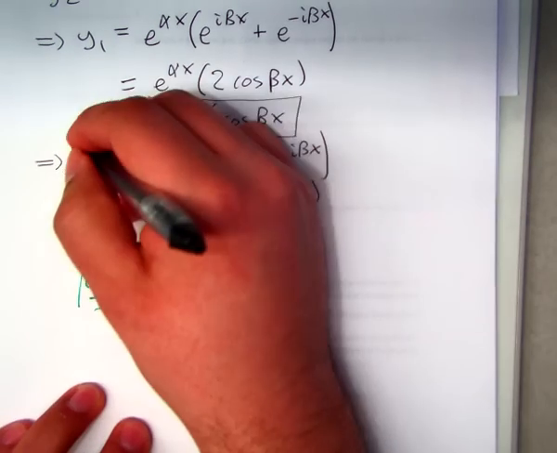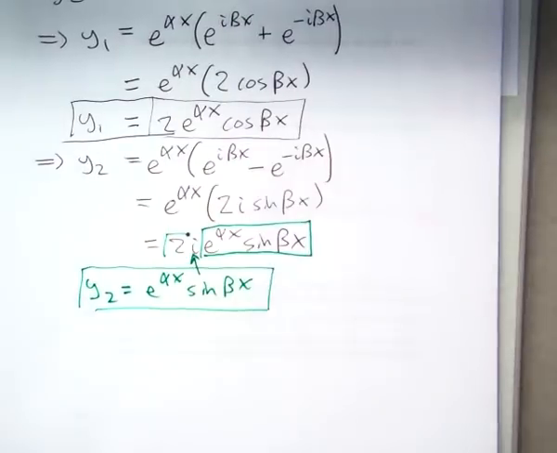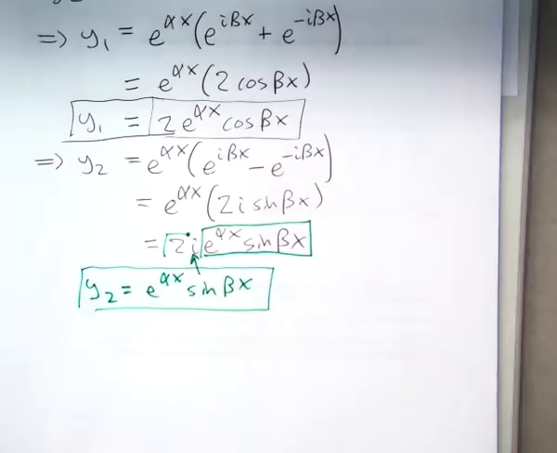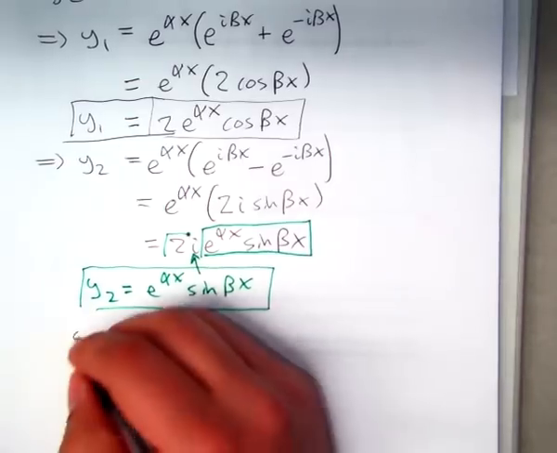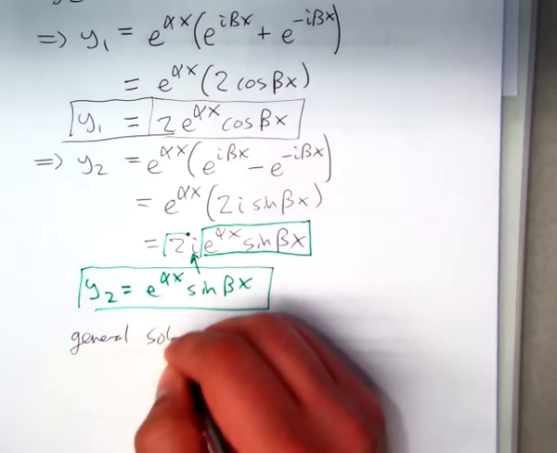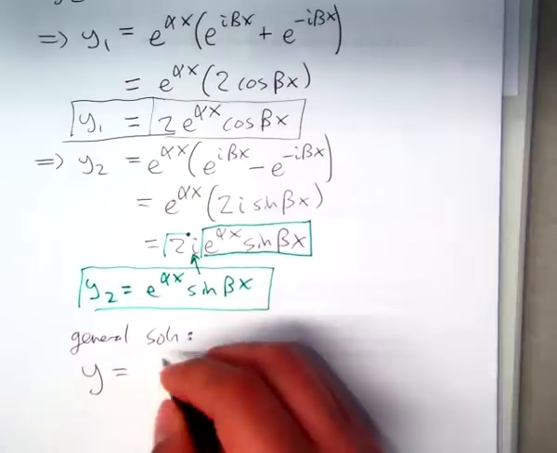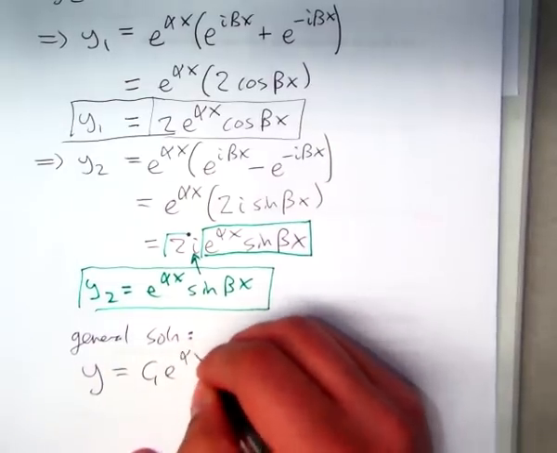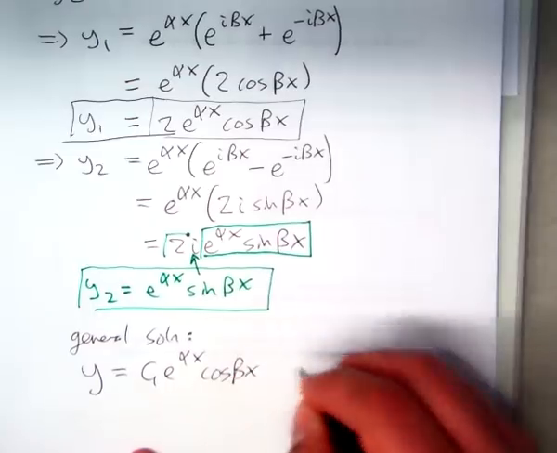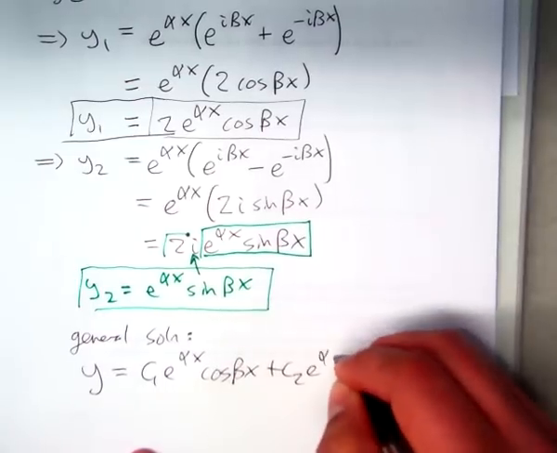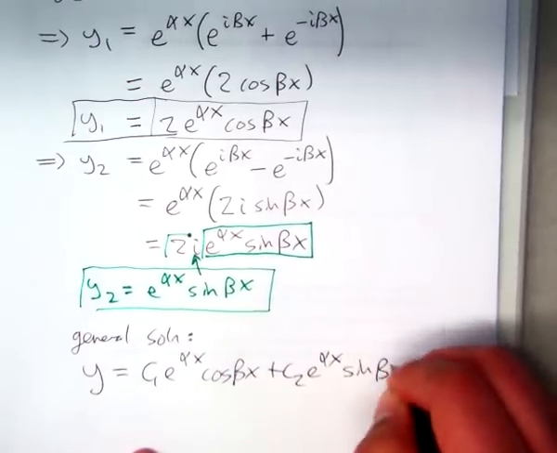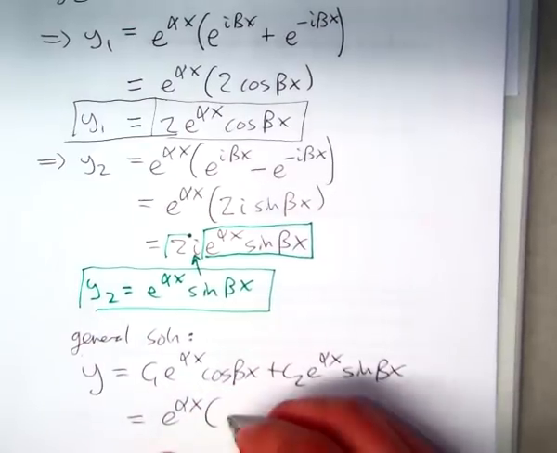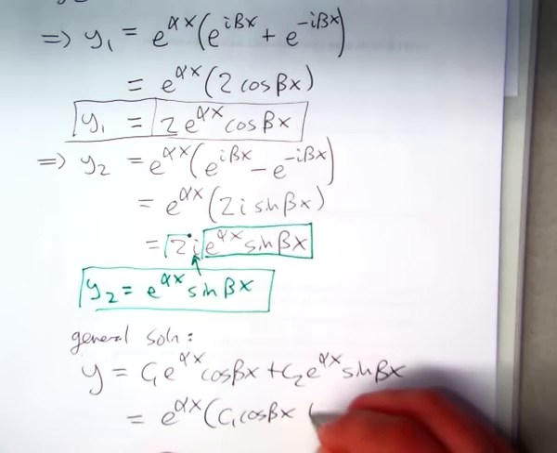Oh, I'm going over time. Sorry, guys. Let's just finish here then. Same thing as before. Independent. It'll work out. Trust me. You can do the Wronskians yourselves later if you want. So the general solution is going to be y equals c1 e to the alpha x cosine beta x plus c2 e to the alpha x sine beta x, which sometimes we write as factoring out e to the alpha x, and then we just write c1 cosine plus c2 sine.